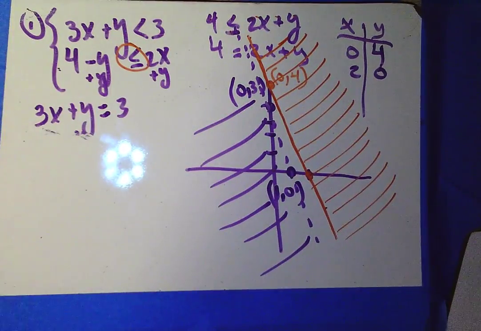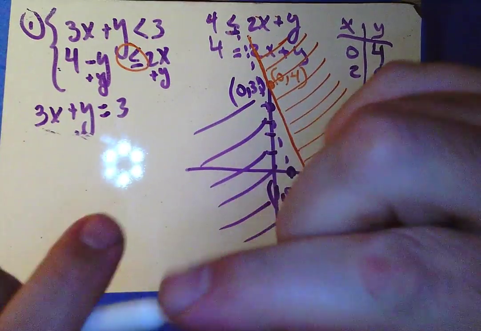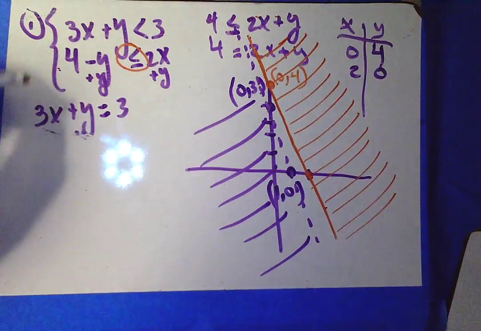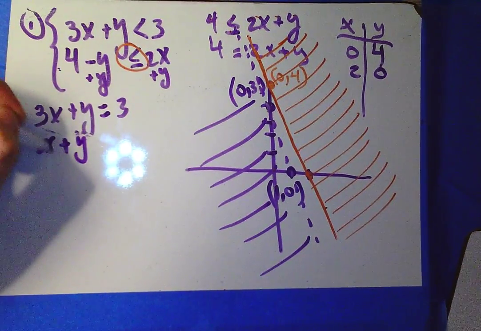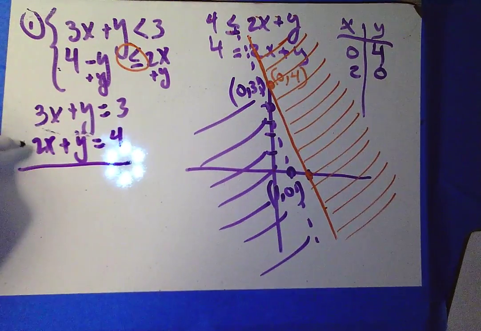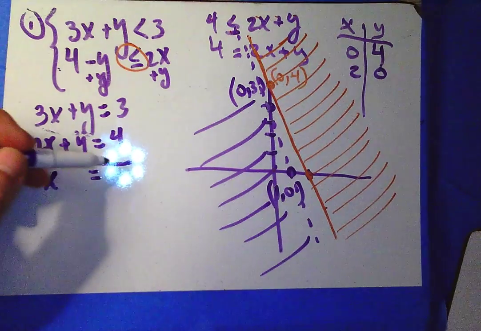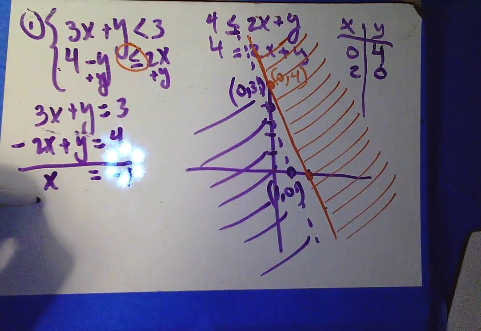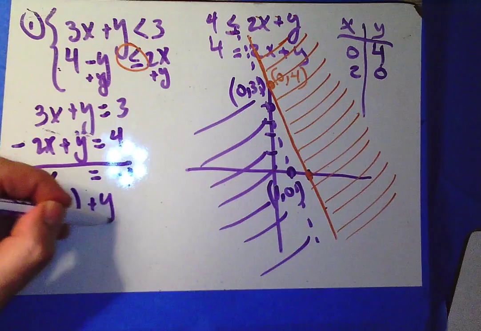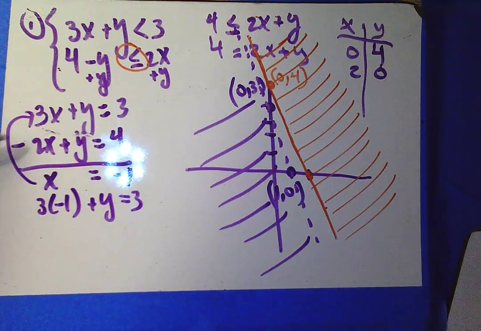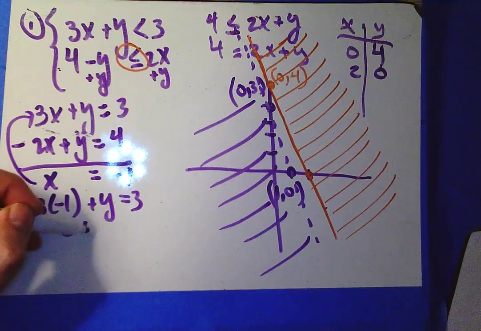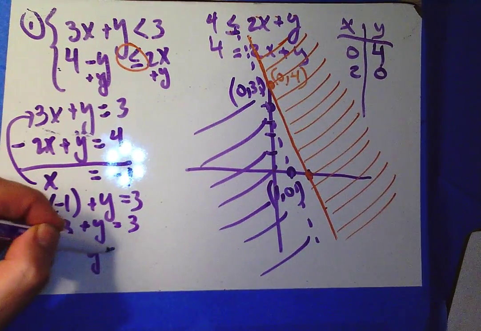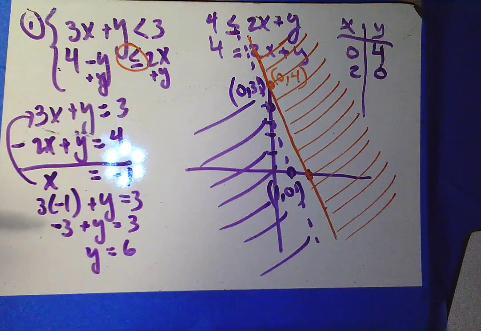Remember, one of our lines was 3x plus y equals 3, and the other line was y plus 2x equals 4. If I subtract one equation from the other, I get x equals negative 1. I wonder what the y value is. Well, when I plug this into the first equation, I get 3 times negative 1 plus y equals 3, so negative 3 plus y equals 3, or y equals 6. Oh my gosh, it's not even on my graph. I thought there was no solution here.